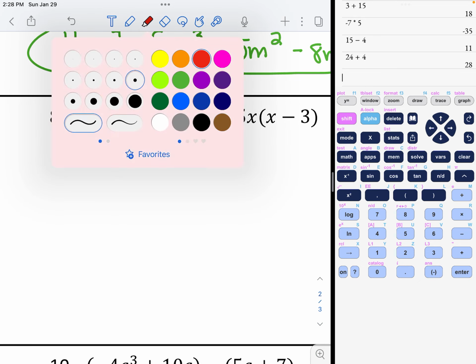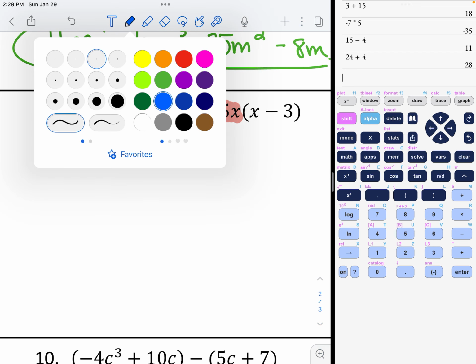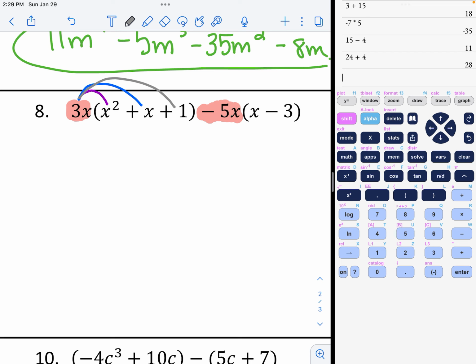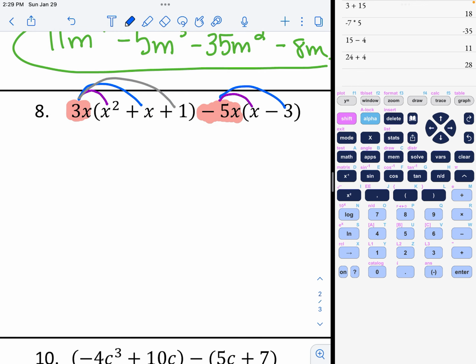So how many distribution arcs do you think we're going to use in number 8? Well, I see a 3x that has to go in the parentheses, and I see a minus 5x that has to go in parentheses. So in the first parenthesis, I'm going to have 1, 2, 3, and in the second parenthesis, I'm going to have 1, 2. Sorry, I meant to use purple this way. So each monomial goes to the terms on the inside.